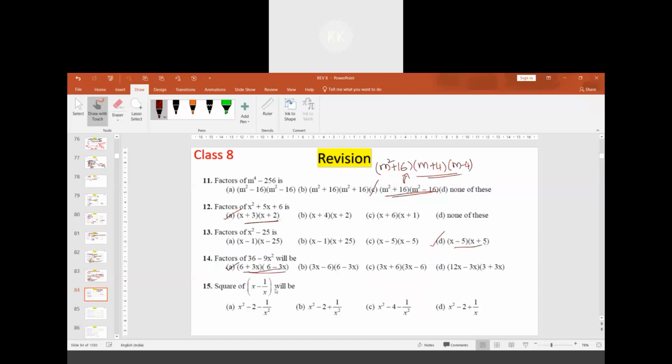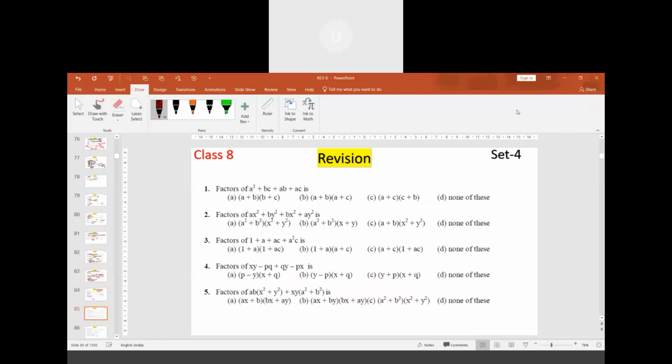What will be the square of this? x square plus 1 by x square plus minus 2. Plus 2, sir. Minus 2. Option A cannot be, because this has to be positive. That option is there in B only, sir. So Option B is correct.